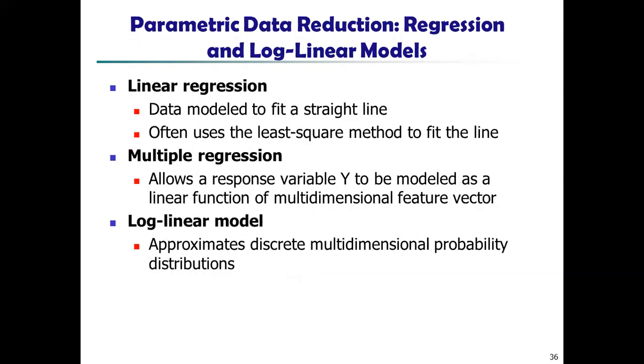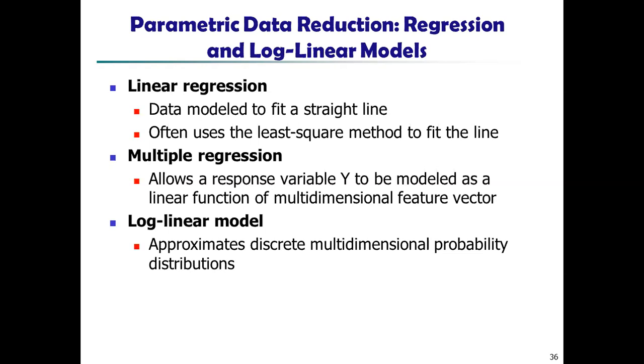Parametric data reduction methods, that is, regression or log linear models. Generally in regression, you have to represent two types of regressions. One is linear regression, and one is multiple regression. Linear regression means the relationship between two variables or two attributes. The relationship between more than two variables or attributes is represented as multiple regression.